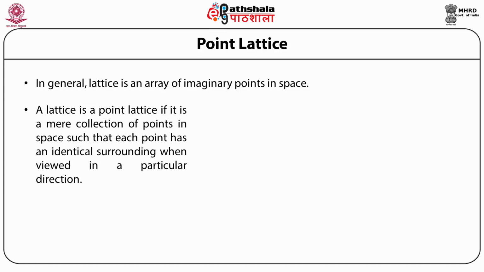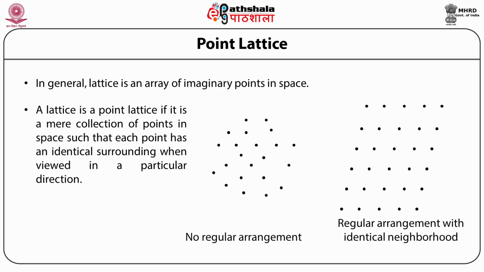A lattice is a point lattice if it is a mere collection of points in space such that each point has an identical surrounding when viewed in a particular direction. As you can see from the figure, on the left hand side you are seeing no regular arrangement, whereas on the other side there is a regular arrangement with identical neighborhood. So, a 3D translationally periodic arrangement of points in space is called a lattice.